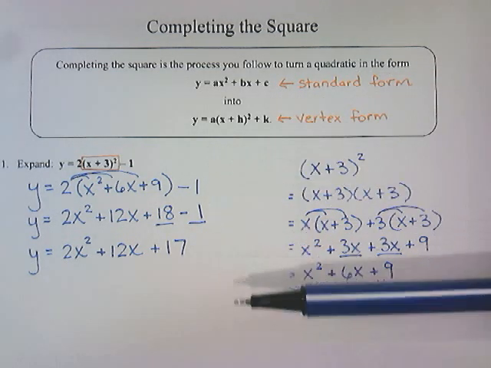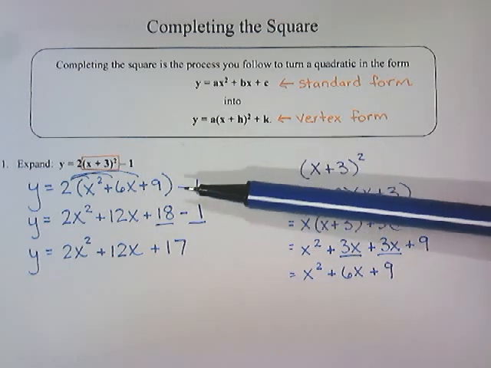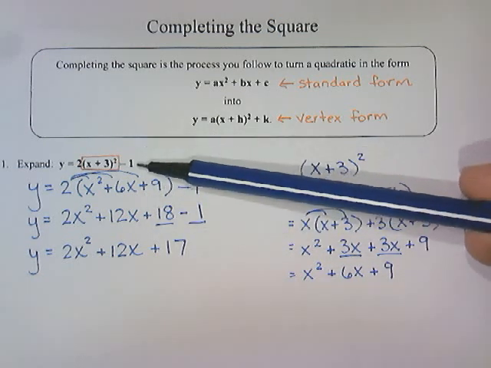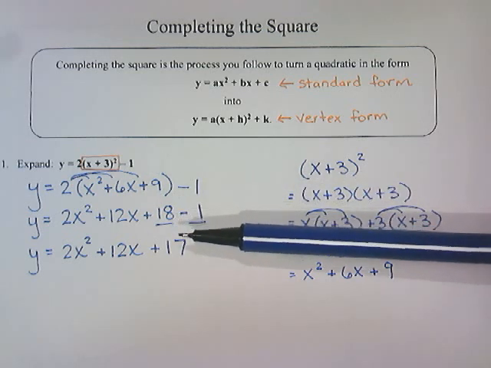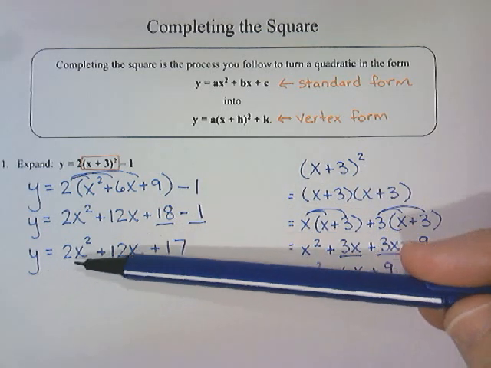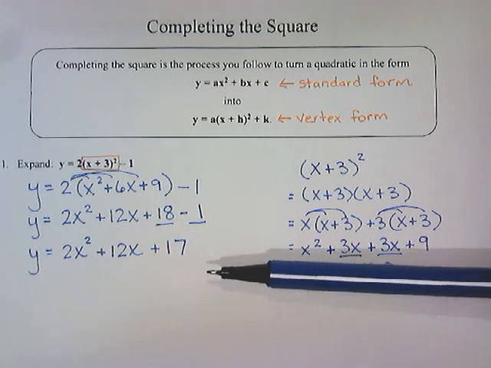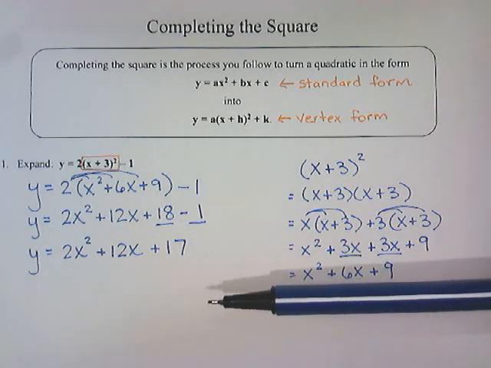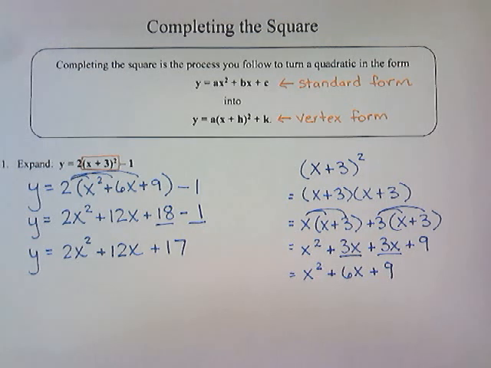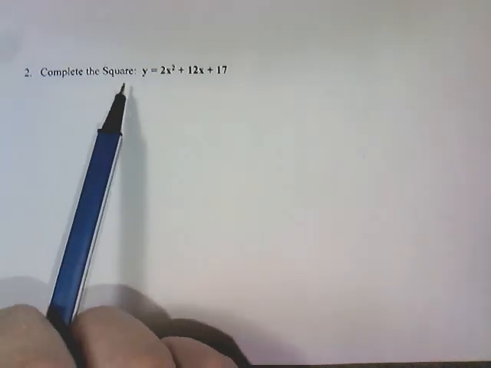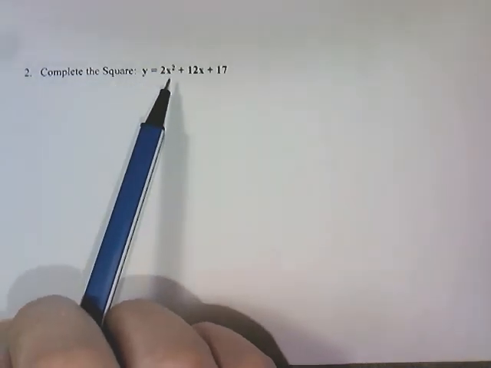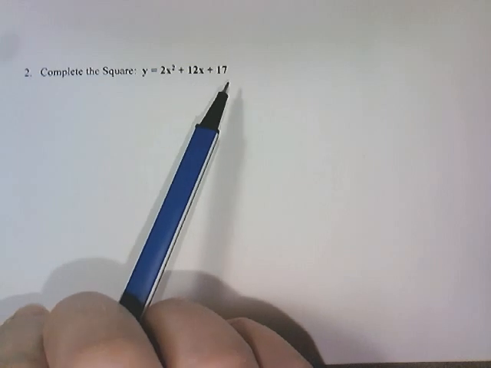So to start ourselves out, we actually did not complete the square. We took something that was in vertex form, we expanded it, we collected like terms and simplified to get y equals 2x squared plus 12x plus 17, which is standard form when it's all multiplied out. So our second question is we want to see if we can complete the square on y equals 2x squared plus 12x plus 17.